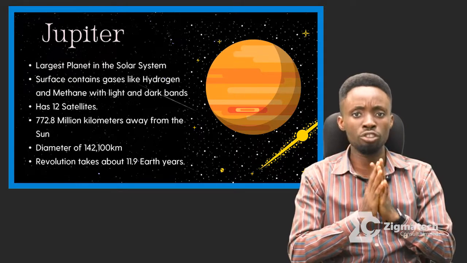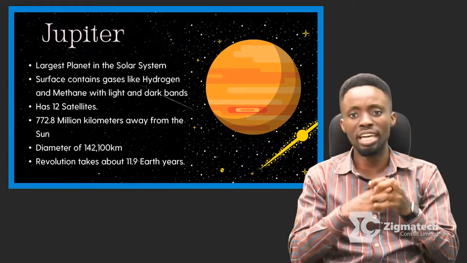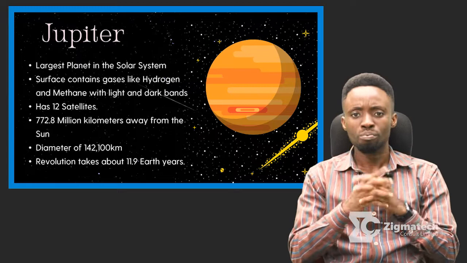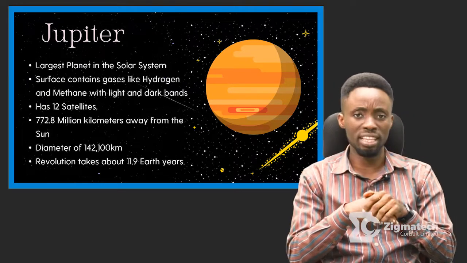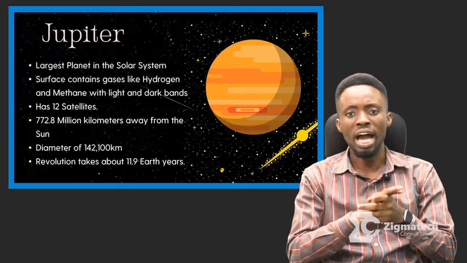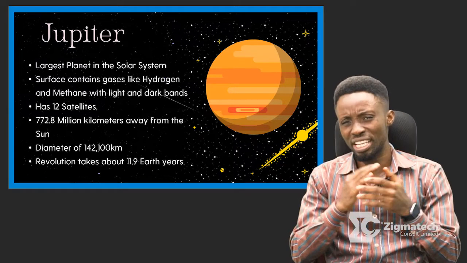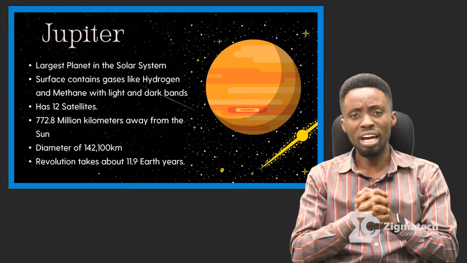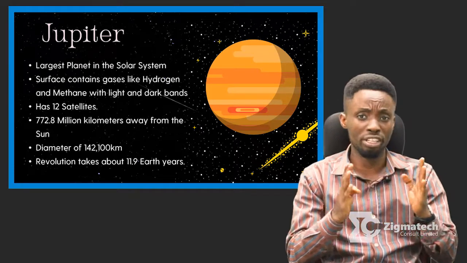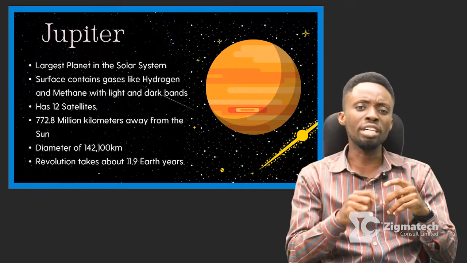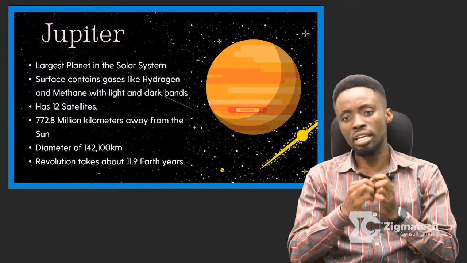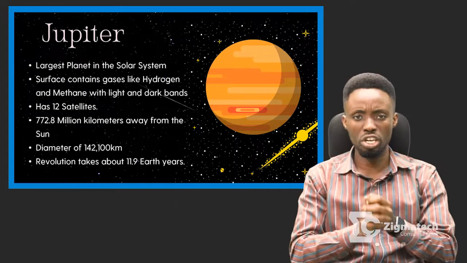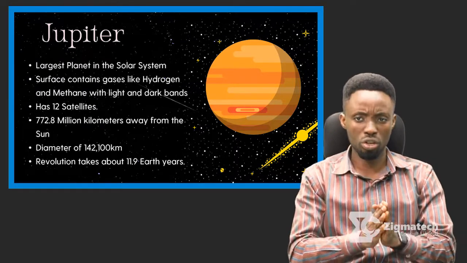And the surface of Jupiter contains gases like hydrogen and methane, and it has dark and light bands all over it. Now, Jupiter has 12 satellites. That's to say it has 12 moons, and it is 772.8 kilometers away from the Sun. Now, in terms of diameter, Jupiter has a diameter of 142,100 kilometers, and for a complete revolution around the Sun, Jupiter takes about 111.9 Earth years to go round the Sun.